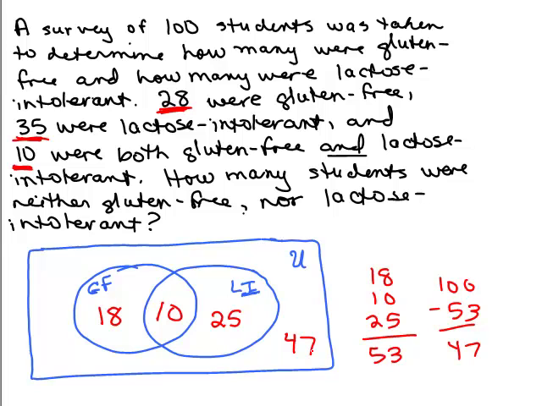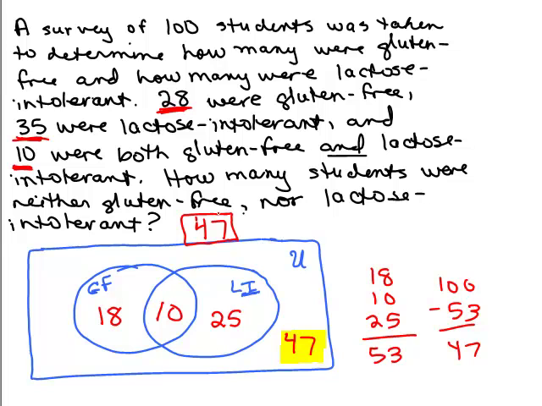This is a group of people where a lot of people have digestive problems, basically. So now we've got a picture of our Venn diagram, and now we can answer this question. How many students were neither gluten-free nor lactose intolerant? What are we talking about? That's the people out here on the outside. That's what we want. We're looking for that number of 47. So the answer to this problem is 47.